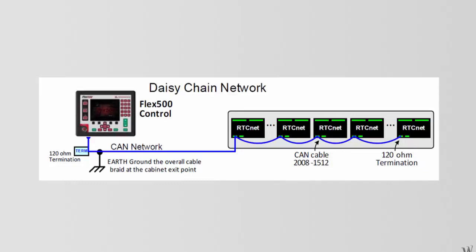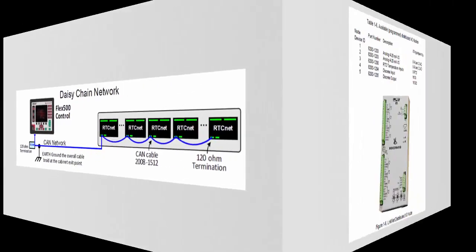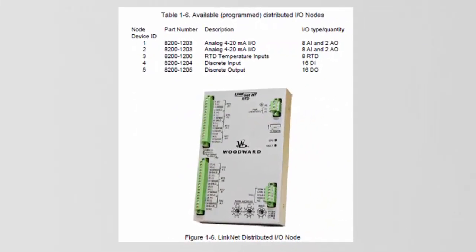The default baud rate setting in the 505 is 500K. All LinkNet nodes on the CAN network must have a baud setting of 500K, which can be set using the dial on the front of the LinkNet node. The nodes must be used as shown in the table here.